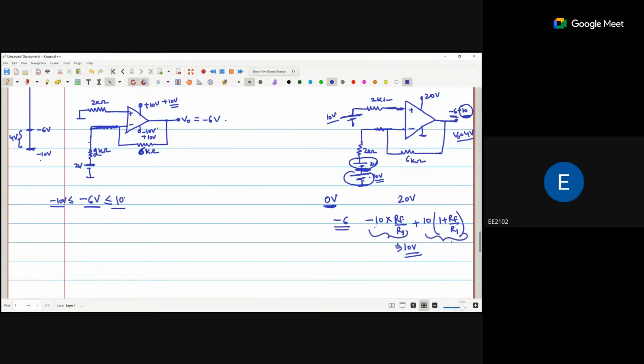So my output voltage is what? Minus 6 already plus 10 volt, so that will be 4 volt. Yes, we require the 4 volt. Understood? Yes, sir.